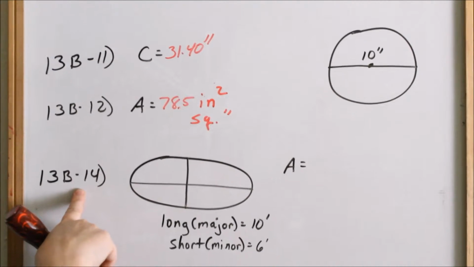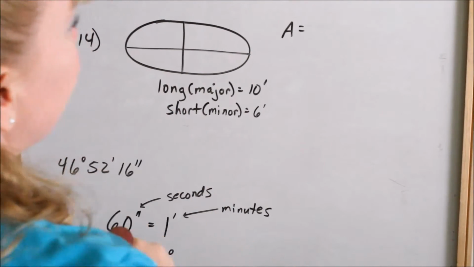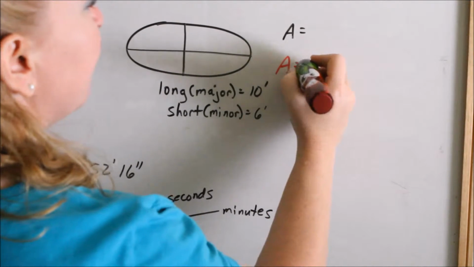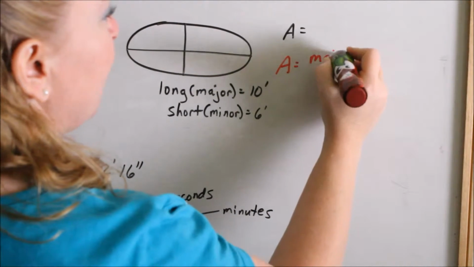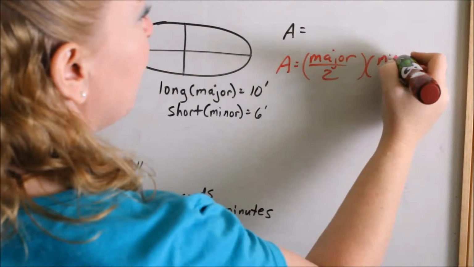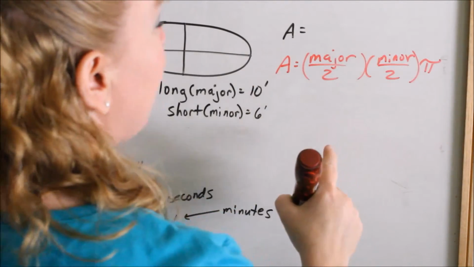Alright, let's look at 13b, number 14. And we're going to be doing the area of an ellipse. I always recommend writing out your formula. So the area of the ellipse is take your major axis divided by 2, then multiply it by your minor axis divided by 2, and then multiply that by pi.